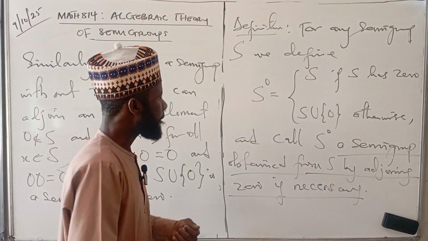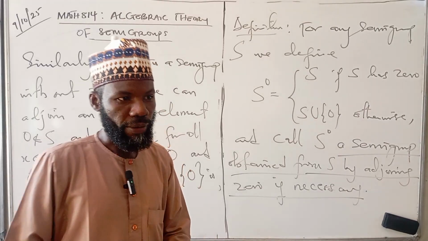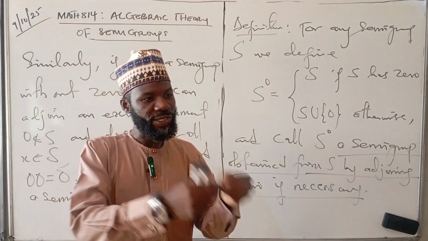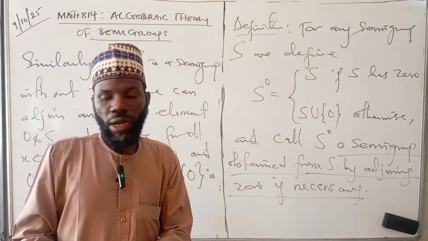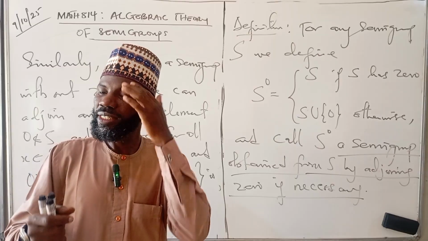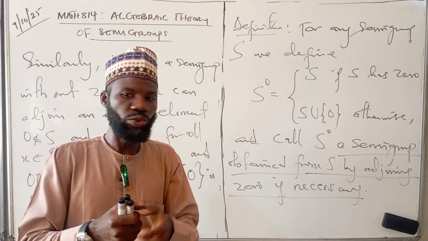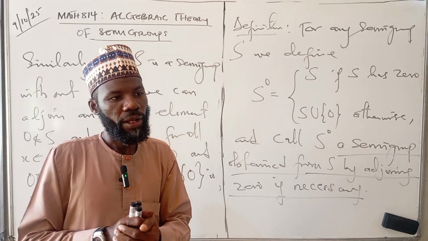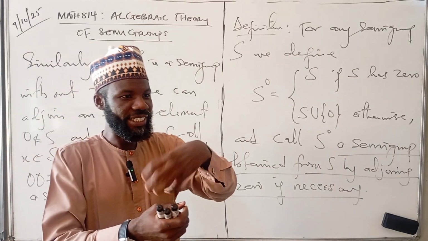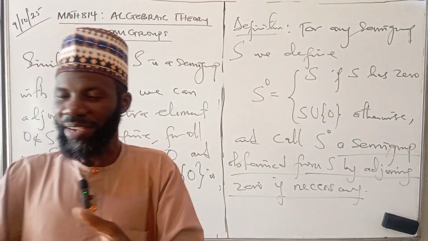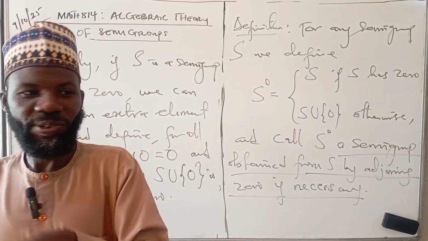But let me make a remark here. While defining the 0 element of a semigroup, you remember I said that for a semigroup to contain 0, it must have at least 2 elements. This is what we said. It's an extra technical requirement that the semigroup must contain at least 2 elements before you say it has a 0 element.